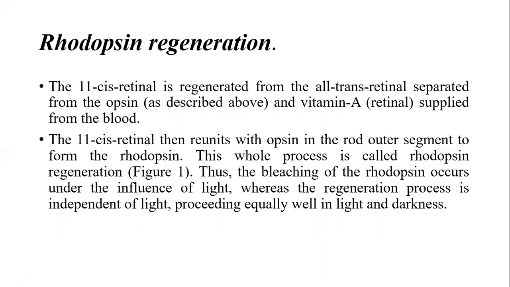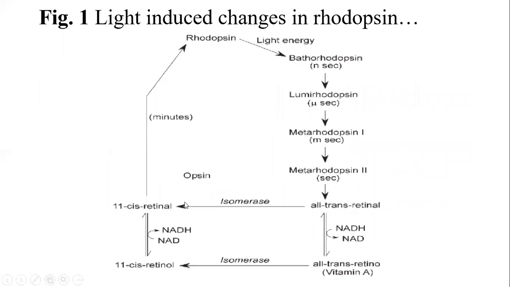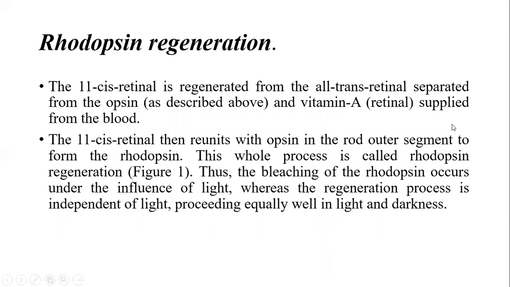So 11-cis retinal is regenerated from what? Just by segregating the opsin. The opsin is going out from the all-trans retinal, then 11-cis retinal is going to be produced. And who is helping? Vitamin A, that is retinal.